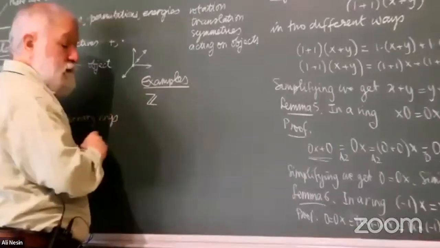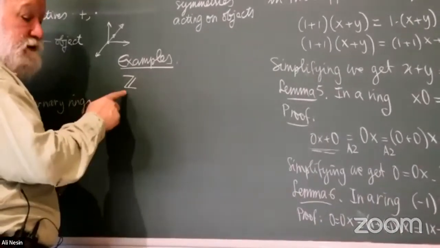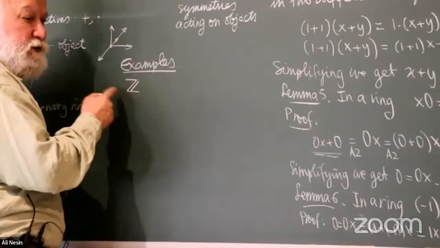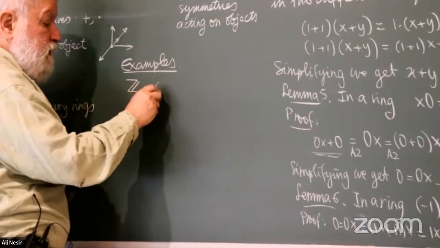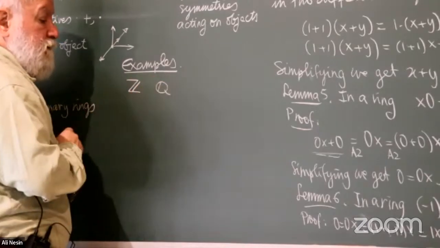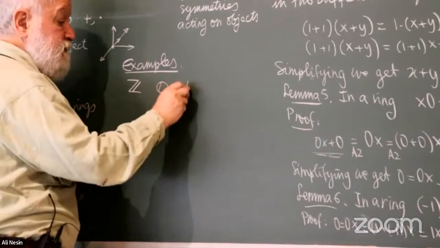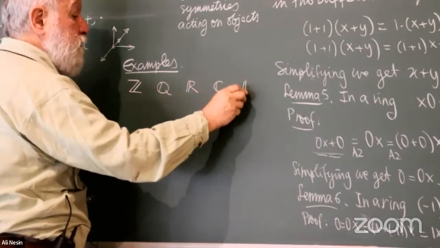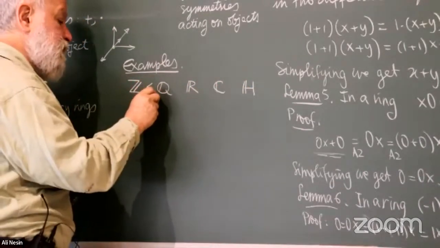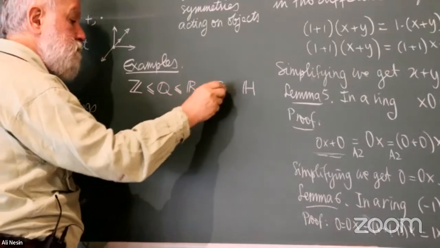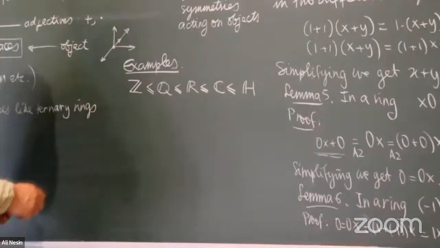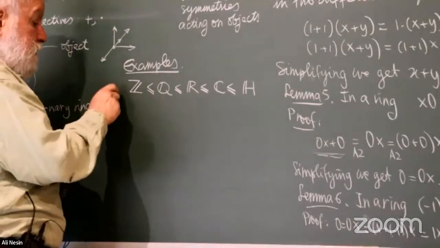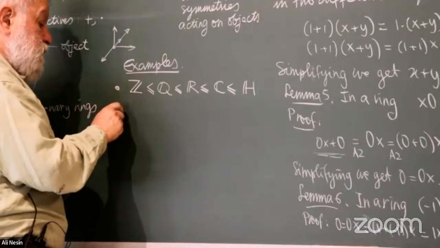Z, the set of integers, together with the usual addition and multiplication. Rational numbers, with the usual addition and multiplication. Real numbers, complex numbers if you know, Hamiltonians if you know. They are one inside the other, they get larger and larger. They're all rings with the usual addition and multiplication. And what else? This is one example. What else do we have?